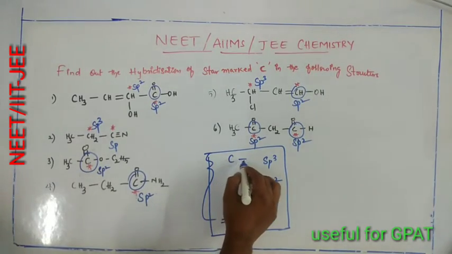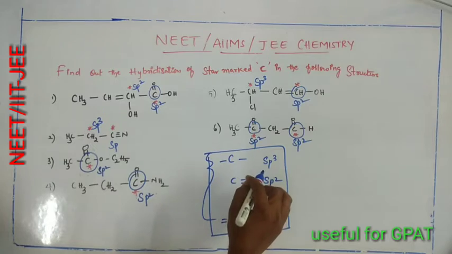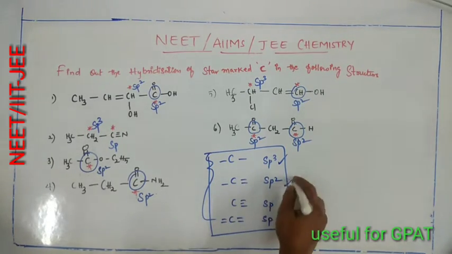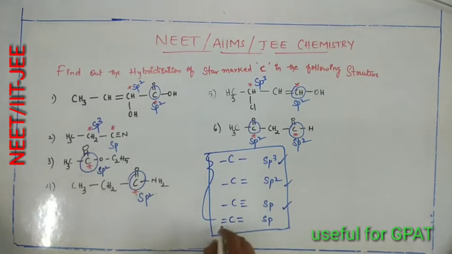If carbon has only sigma bonds, that is single bonds, it uses sp3. If carbon has a double bond, sp2; a triple bond, sp. If both double bonds are there, that is sp hybridization.